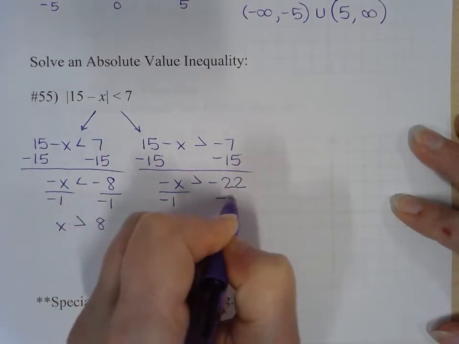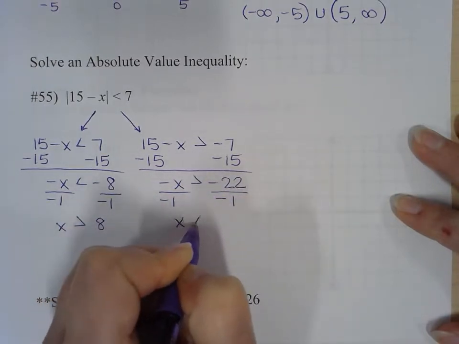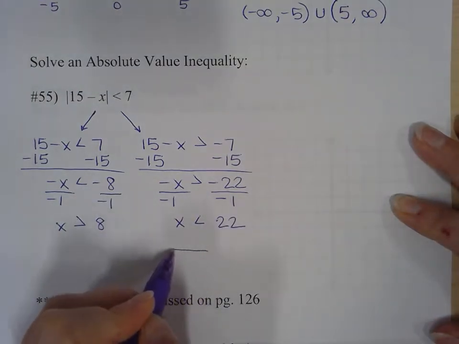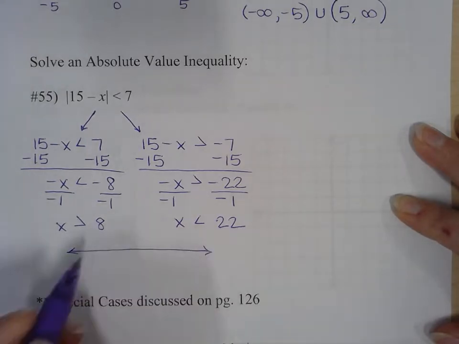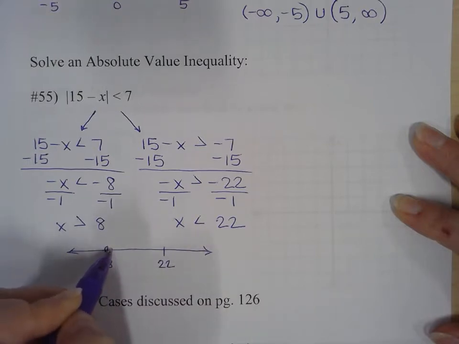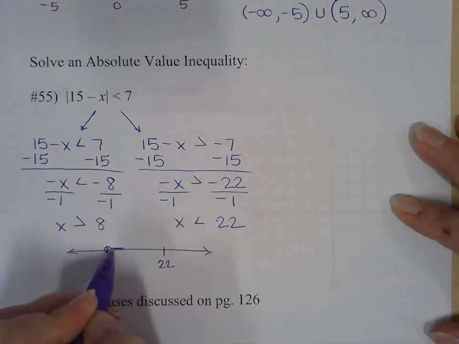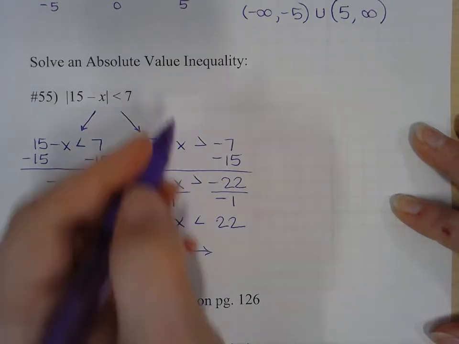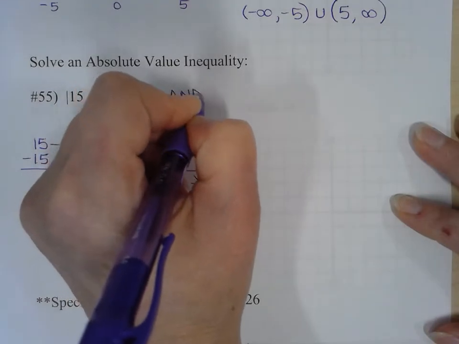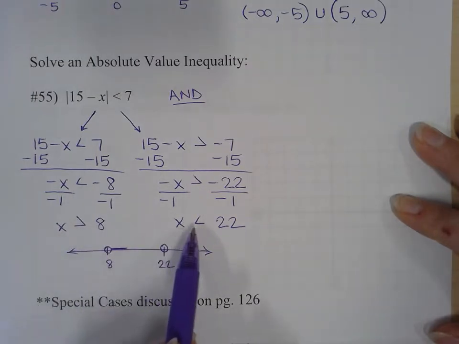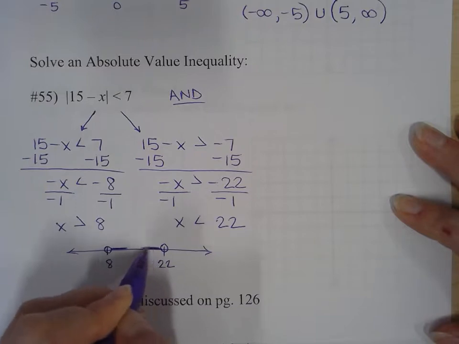And this becomes x is less than 22. If you need to, you can draw a number line to help you visualize the final answer. I want numbers that are greater than 8. Notice, I'm going to go all the way back to the top. Notice at the top I do have a less than, so this is an "and," which means I should get one section of the number line. So it's greater than 8 and at the same time less than 22.